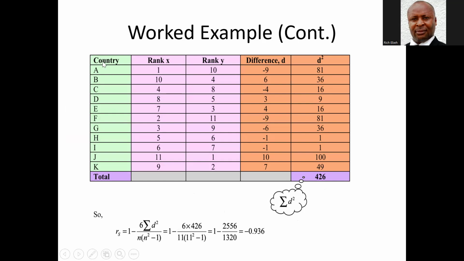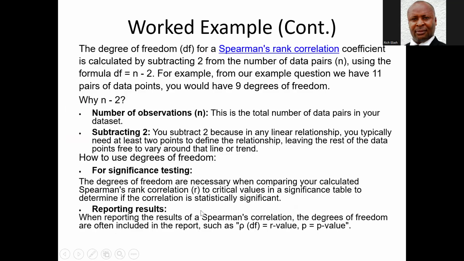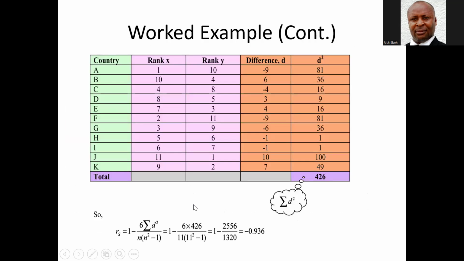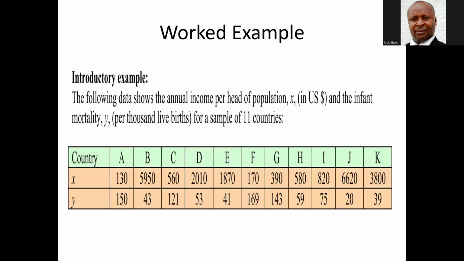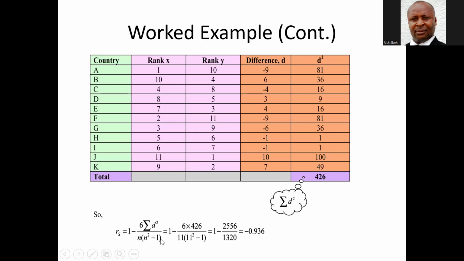Then our total ranks will be, in this case, 11. So you can see it applied in this formula. Below here, you see 1 minus 6 summation D square, divided by N bracket, N square minus 1, as shown in our earlier formula. So you now see, you put in the scores.